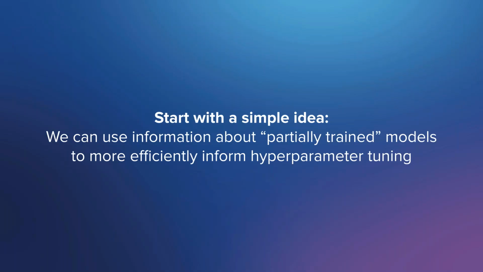So now stepping into multitask optimization. Multitask optimization really starts with a very simple idea that partially trained models can be leveraged to inform hyperparameter tuning of fully trained models. So essentially, if we can learn from partially trained models and apply those insights to fully trained models, then we can collect information about our model at a reduced cost.